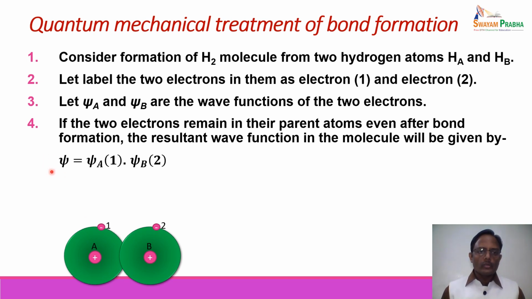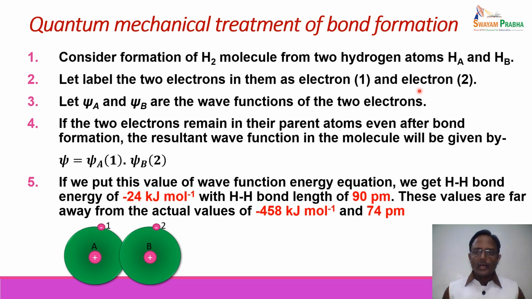Now if we put this psi value in the energy equation given by quantum mechanics, what we get is an HH bond energy of only minus 24 kilojoule per mole and an HH bond length of 90 picometer. You can observe that these values are far away from the actual values, which are 458 kilojoule per mole and 74 picometer. These are the actual values in the case of the H2 molecule.